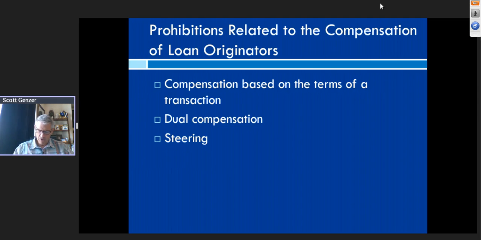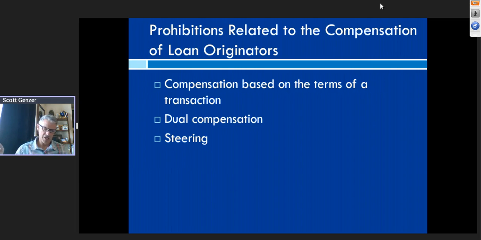Under this, steering, directing, or steering a consumer to consummate a transaction based on the fact that the originator will receive greater compensation from the creditor, etc., is steering. In order to show we are not violating steering, the loan originator must obtain loan options from a significant number of creditors where they regularly do business. So if you're a broker, you've got different lenders you use. If you're a lender, you've just got your own myriad of products.